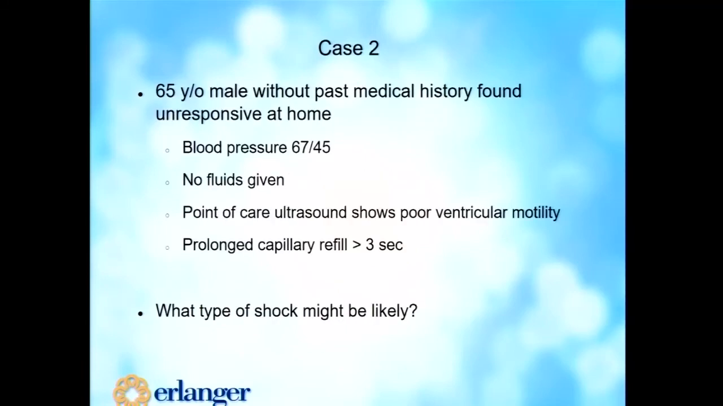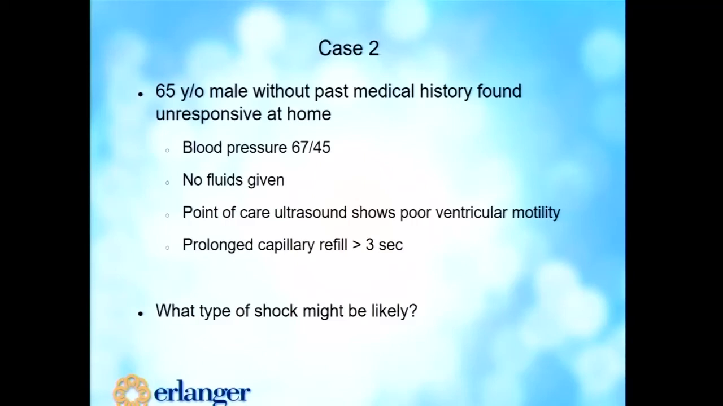All right, case 2. A 65-year-old male with no past medical history, found unresponsive, low blood pressure. We haven't given any fluid yet, and our ultrasound shows poor ventricular motility. So our ventricle is not doing well, and your capillary refill is greater than 3 seconds. What type of shock is this likely to be? I would argue it could be cardiogenic, could be obstructive as well. The first thing I would do is check a CVP and see how that looks. You would do that from a central line and then decide whether or not you need to give diuretics.